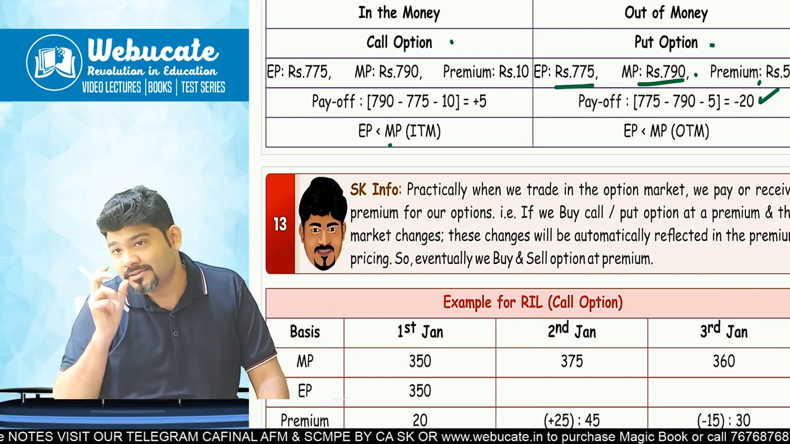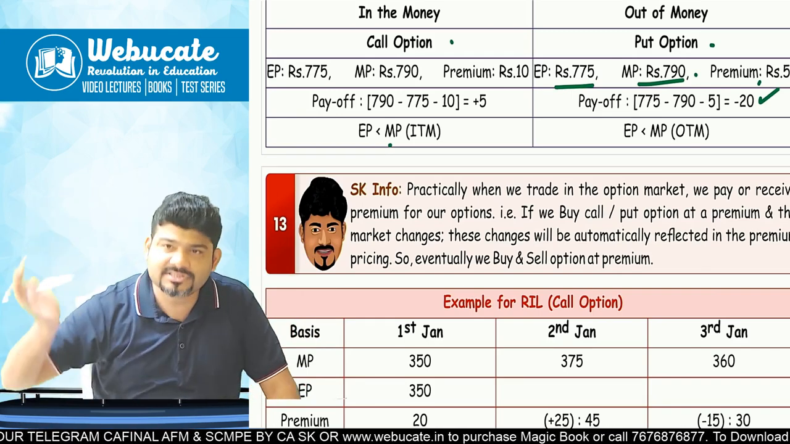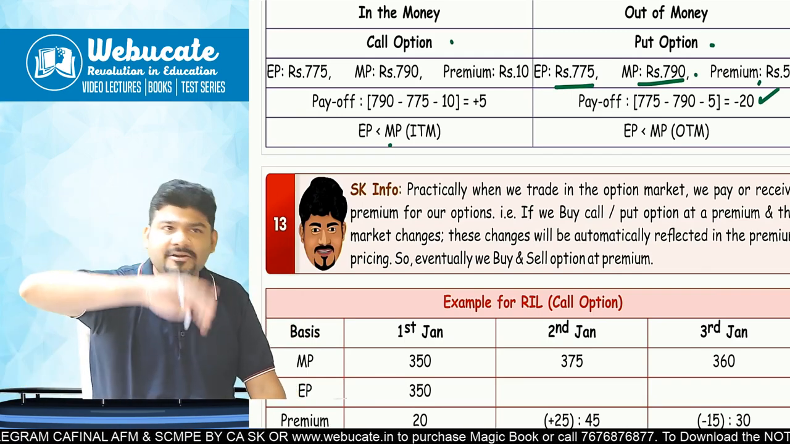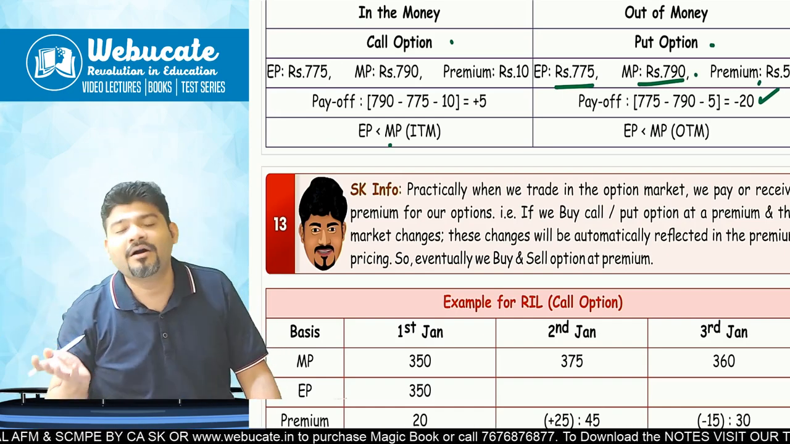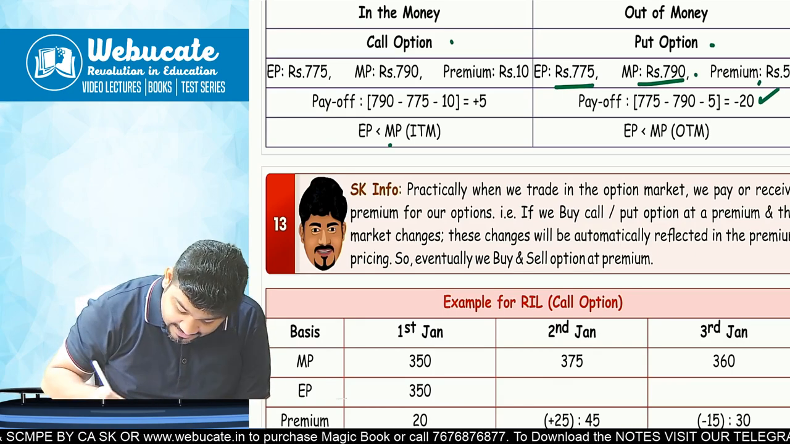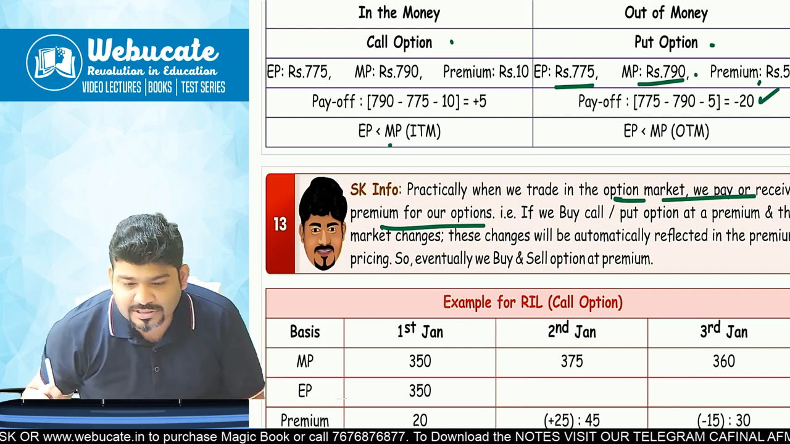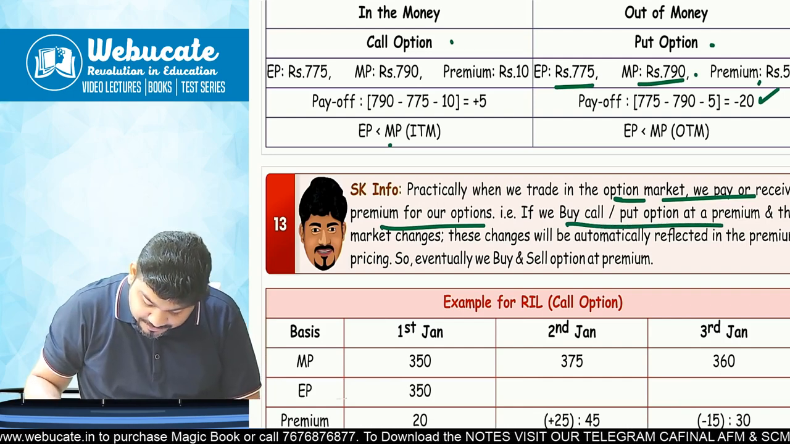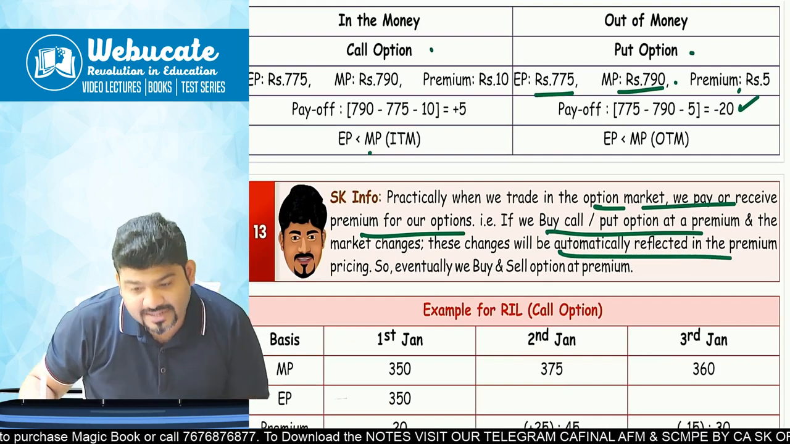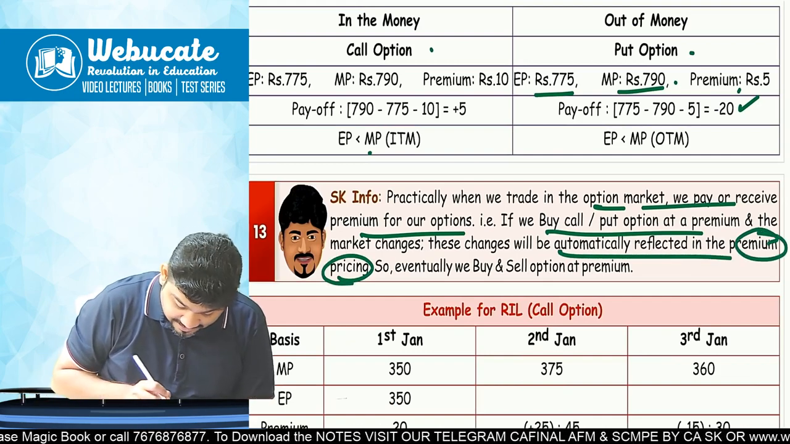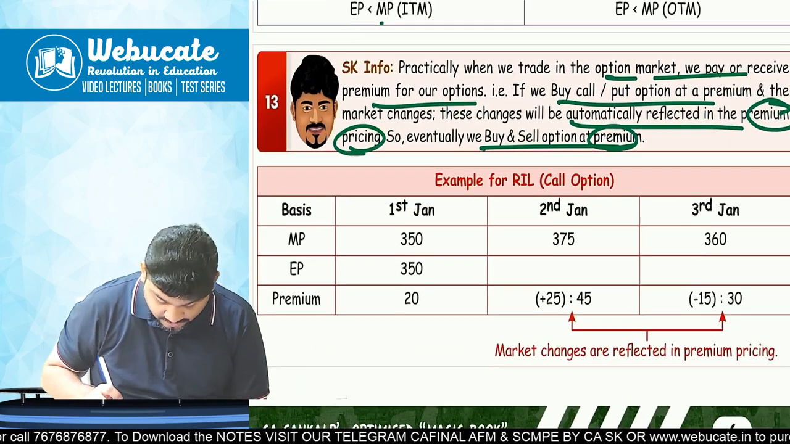So the real trade is in the premium, but premium works on the real market price, which if you have taken a call option goes up, premium goes up, you can sell the premium for money. Got it? So practically, when we trade in the option market, we pay or receive the premium for our options. That is, if we buy a call or put option at a premium and the market changes, these changes will automatically be reflected in the premium pricing. So eventually we buy and sell options at premium. Got it? Got it, sir.